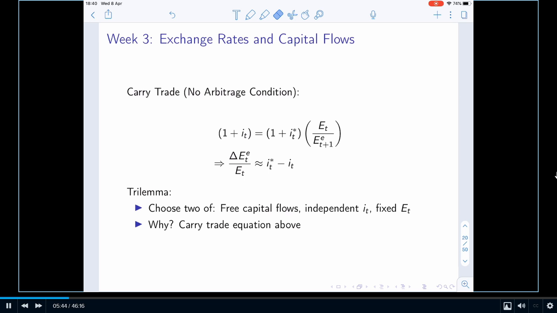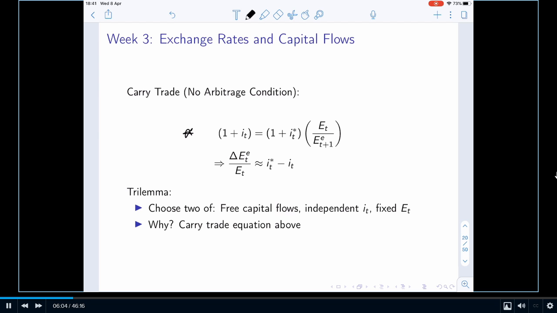The trilemma tells us about the costs, or what I have to give up in terms of policy choices if I wish to do that. So from this equation, we can see that we can only choose two of the three following things: free capital flows, independent monetary policy, and a fixed exchange rate. How do we see that?